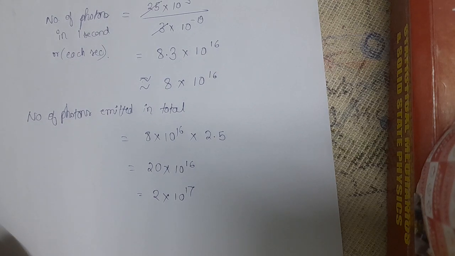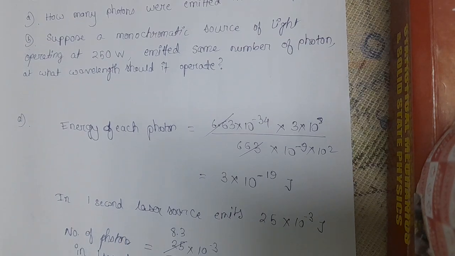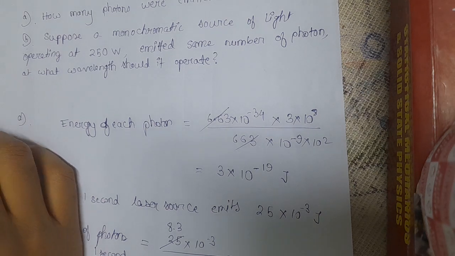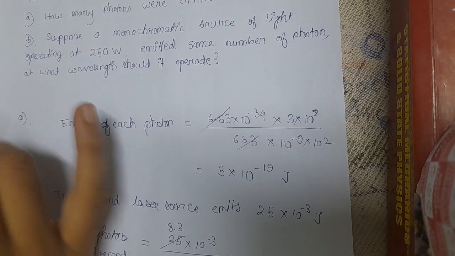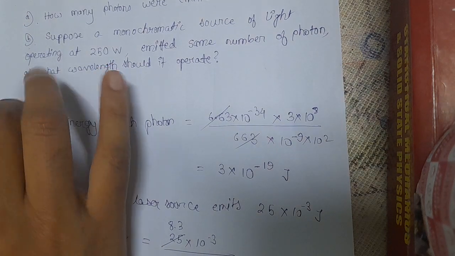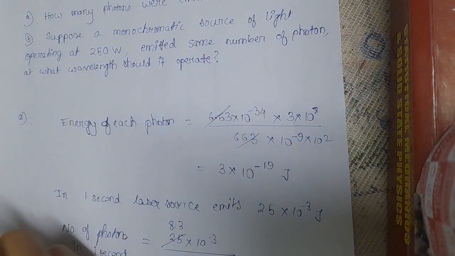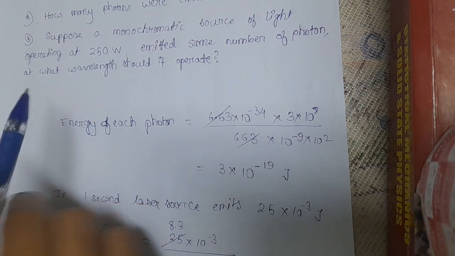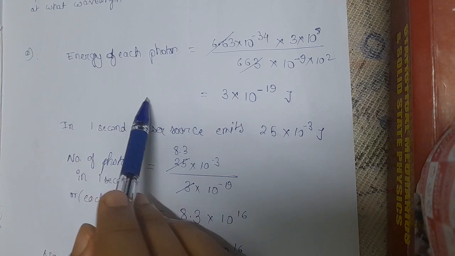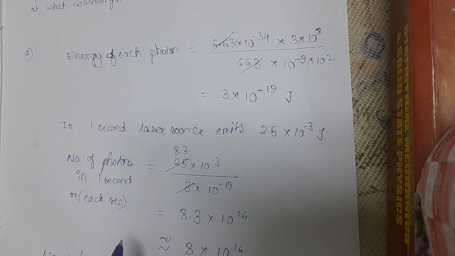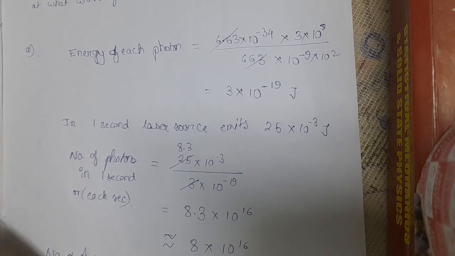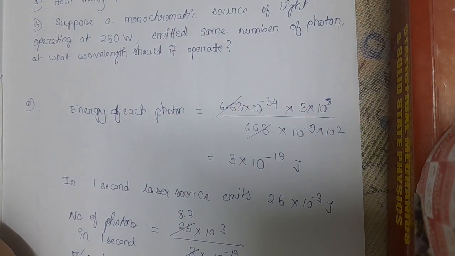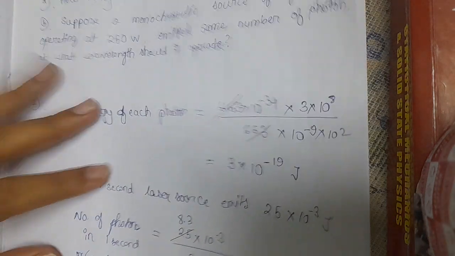Okay, so let's come to the second part of the question. The second part of the question says that another monochromatic source of light is operating at this power and it is emitting the same number of photons. So at what wavelength should it operate? So basically from what you did in the first problem, you have to do exactly the reverse in the second problem. So let's do it on the next page.